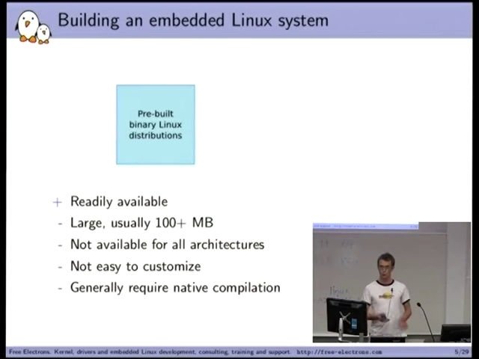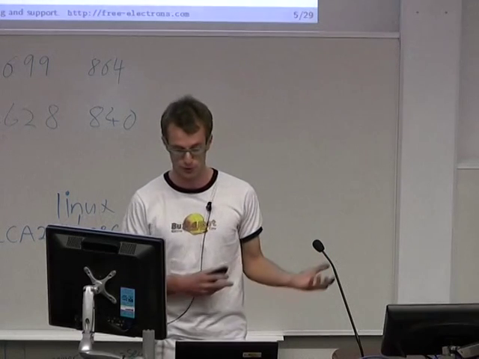Those are pre-built, so what you get are binaries that have been compiled by other people. The good thing is that it's readily available, easy to install, easy to use, but it's quite large, and it's not available for all architectures. It's not necessarily very easy to customize. Of course, you can install and remove packages, but if you want to slightly adjust the config of one package or rebuild the entire thing with different compiler options, it's a little bit tricky. And it generally requires native compilation. If any of you have tried to build a Linux kernel on a Raspberry Pi, it takes a long, long while. So native compilation is certainly nice for some things, but for other things, it's not so nice.